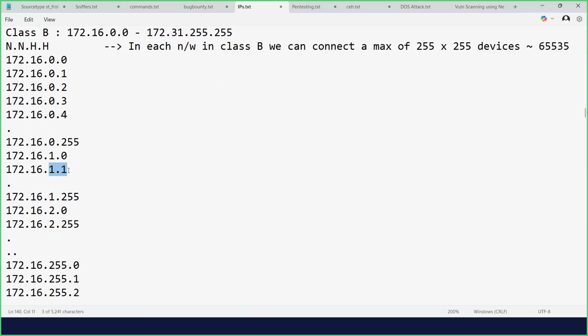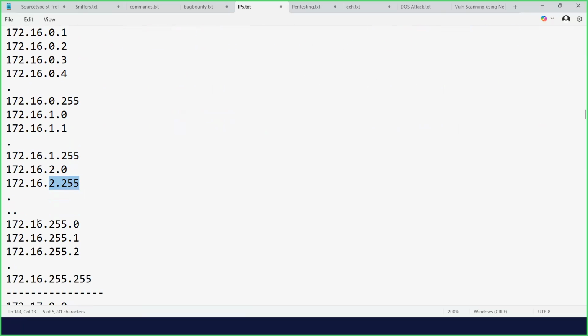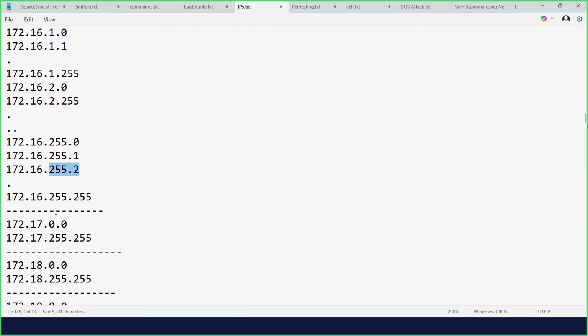Then you have 1.1, 1.2, 1.3, 1.4, 1.5, which goes up to 1.255. Then you have 2.0, 2.1, 2.2, 2.3, 2.4, which goes up to 2.255. Like that, it goes on and on, and somewhere down the line you would have 255.0, 255.1, 255.2, 255.3, which goes up to 255.255. Now, once both these octets are filled, what happens then?